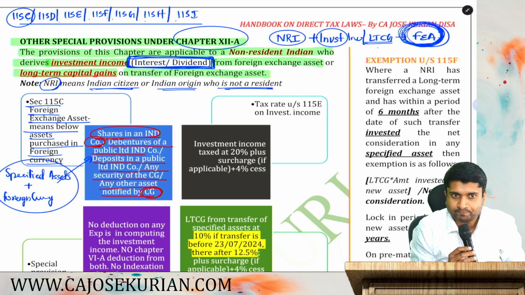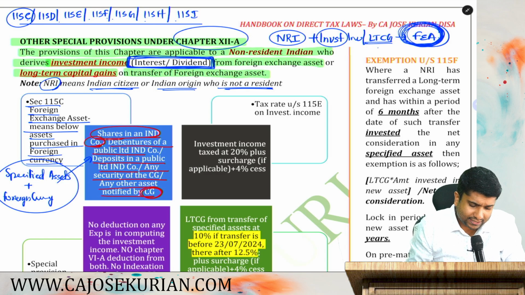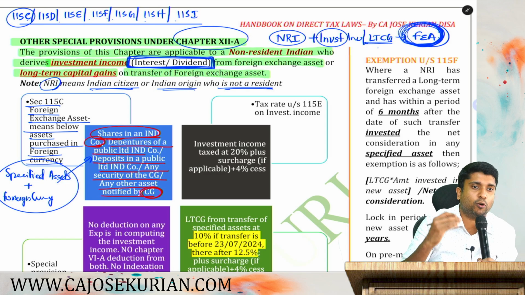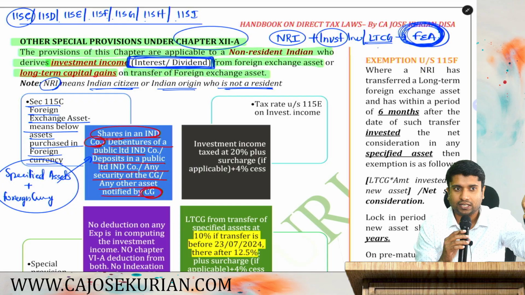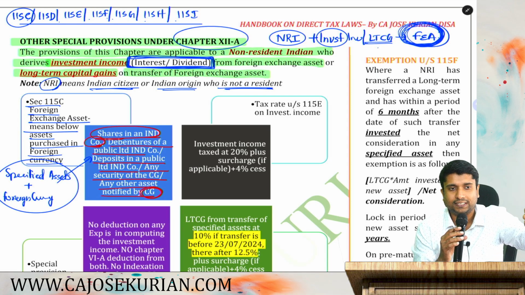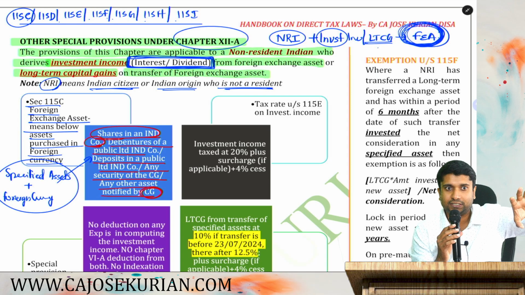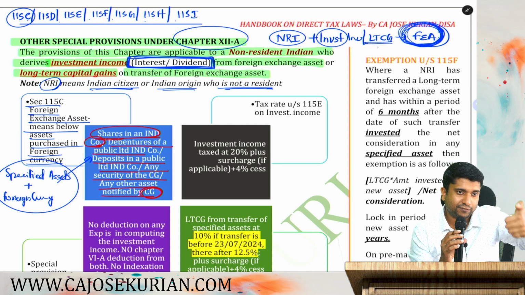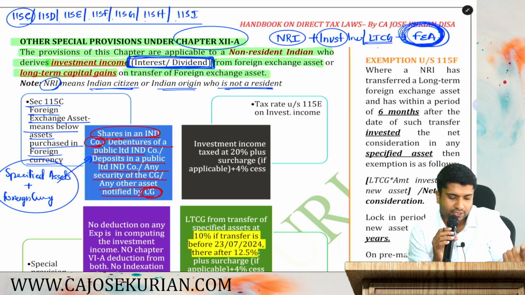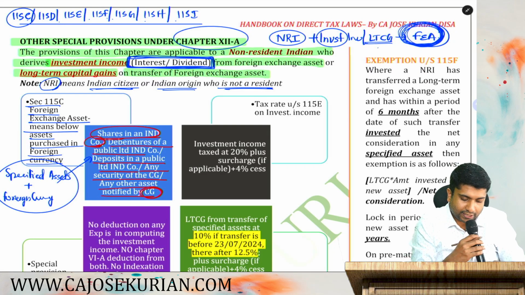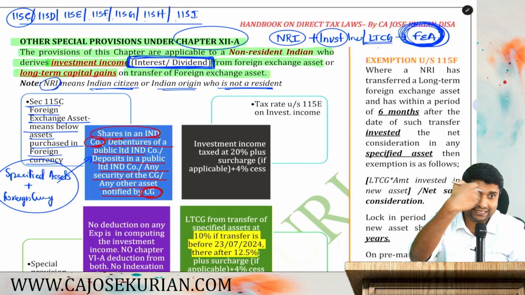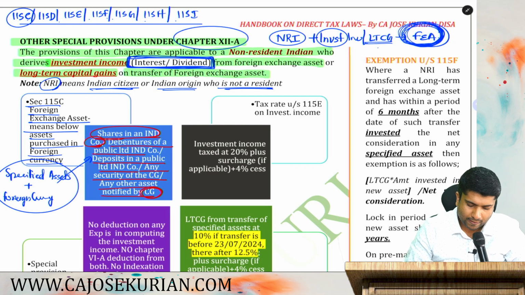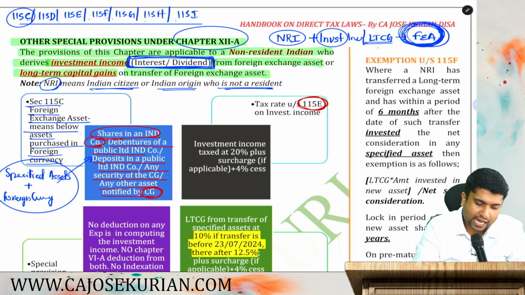Are you all listening? Now let's understand the next section. So 115C is all about the definitions. I hope it is clear. NRI, investment income or long-term capital gain from a foreign exchange asset. What is a foreign exchange asset? A specified asset which is purchased in foreign currency. What is a specified asset? Shares of an Indian company, debentures of a public limited company, or deposits in a public limited company, any security of the central government, or any other asset notified by the central government. Now, next is 115E. Let's understand what is 115E.